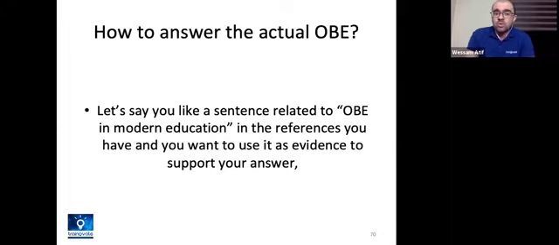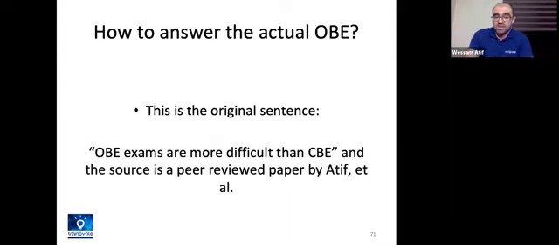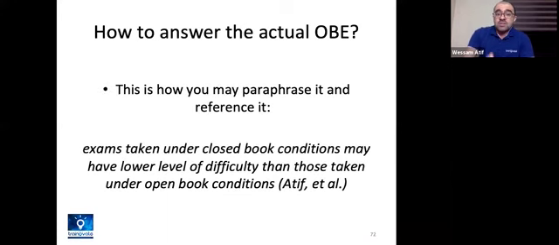So let's say you like a sentence related to open book exams in modern education in the references that you have, and you want to use it as evidence to support your answer. Fair enough. This is the original sentence that you found in the paper: open book exams are more difficult than closed book exams. The source is a journal paper by Atif et al. This is how you may paraphrase and reference it. You would say something like this: exams taken under closed book conditions may have a lower level of difficulty than those taken under open book conditions. And you put the reference between brackets, Atif et al.